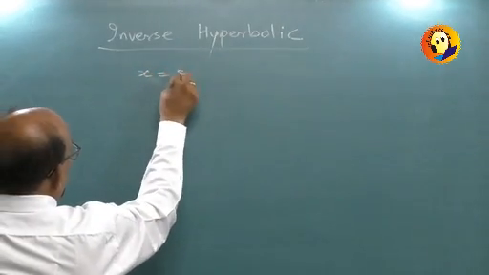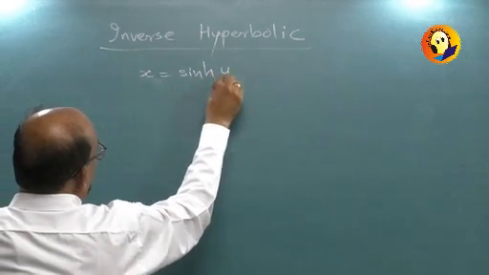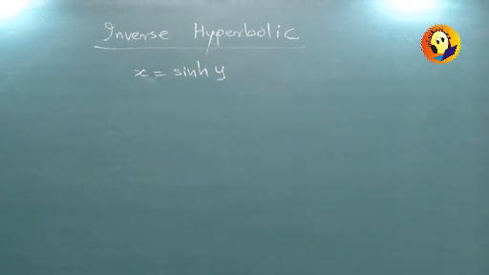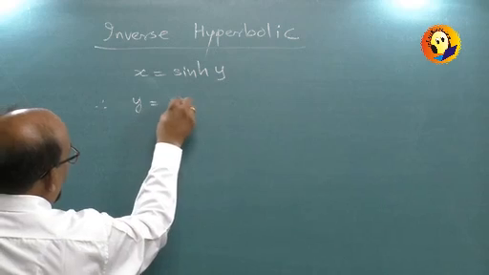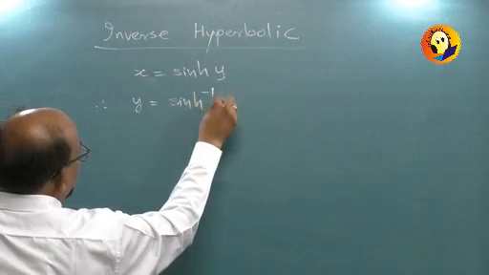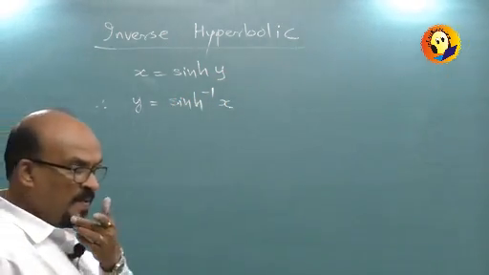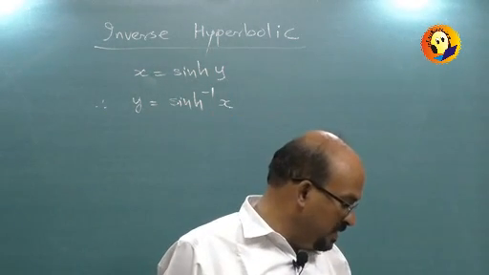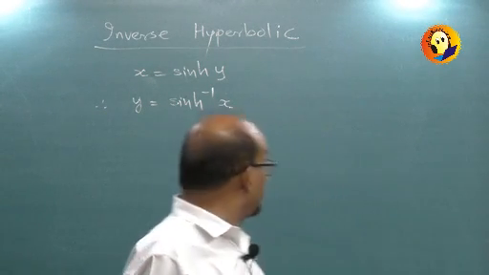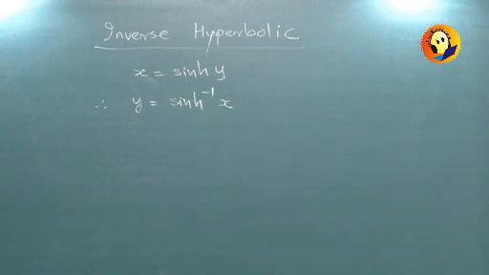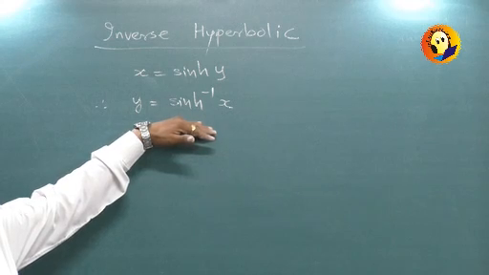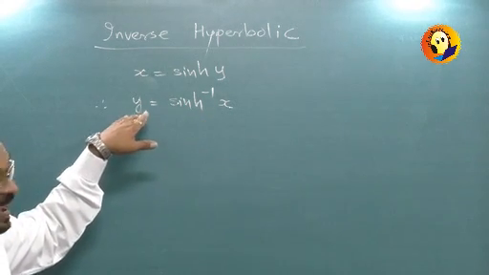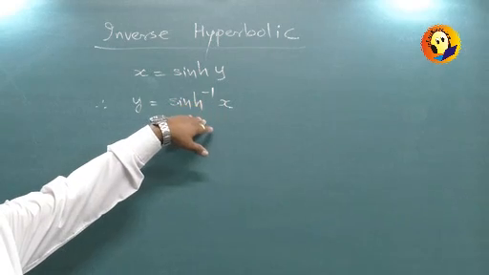Suppose x is equal to sin y. Then obviously you will write it as y is equal to sin inverse x. So we require a formula for sin inverse, right? How is it to be written? It should be y. If we write y, it is sin inverse x.